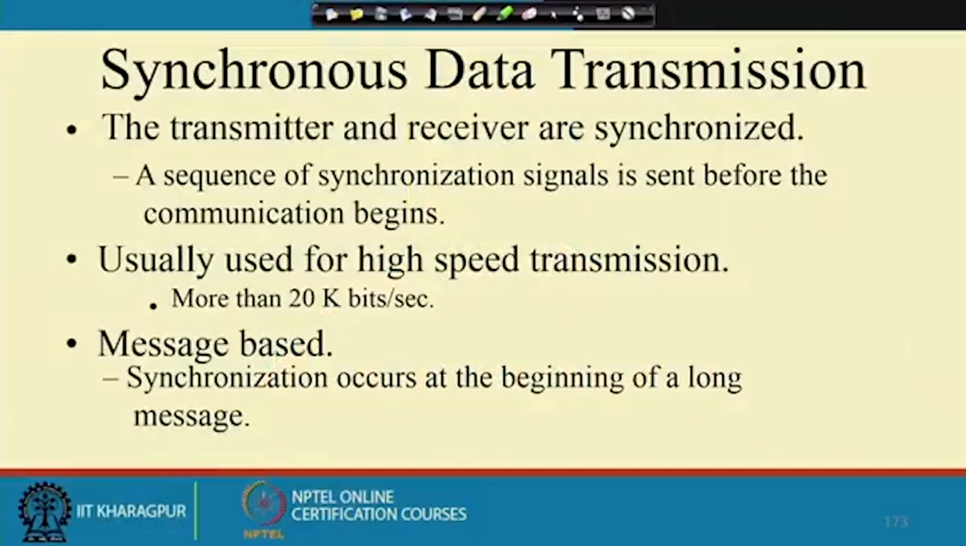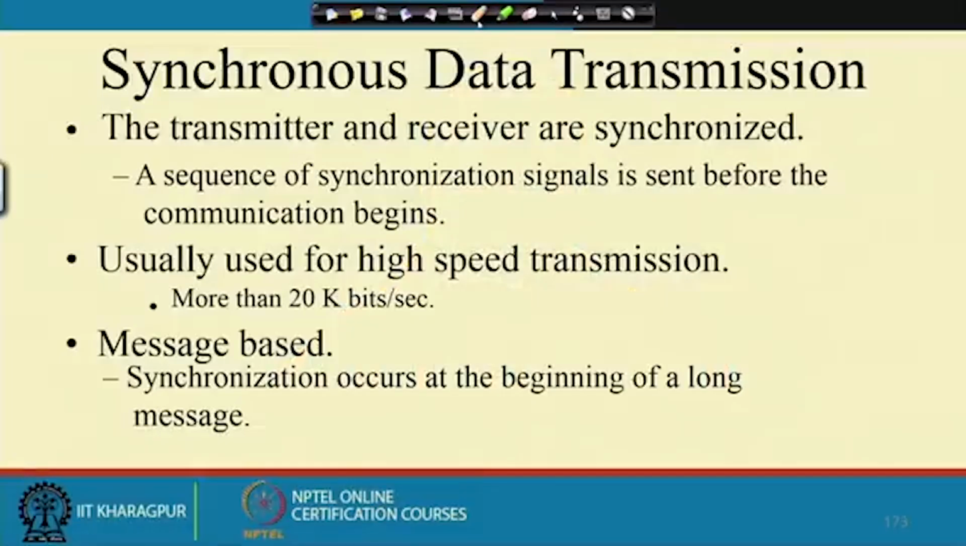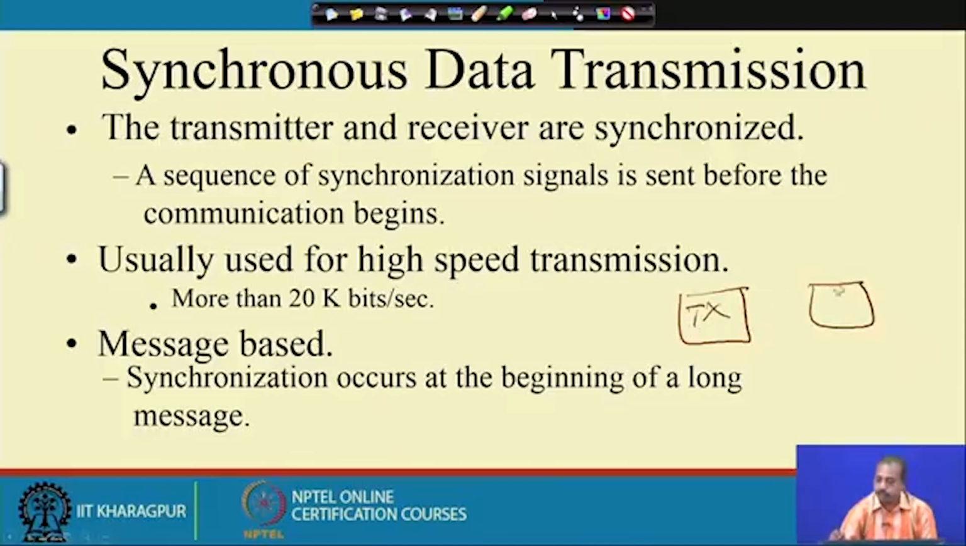When we are talking about data transfer, it can be classified into two categories. One category is synchronous data transfer, where the transmission between the two devices is with respect to a common clock. If this is the transmitter and this is the receiver, the data transfer takes place and they are driven by a common clock signal. This type of transfer is known as synchronous data transfer.